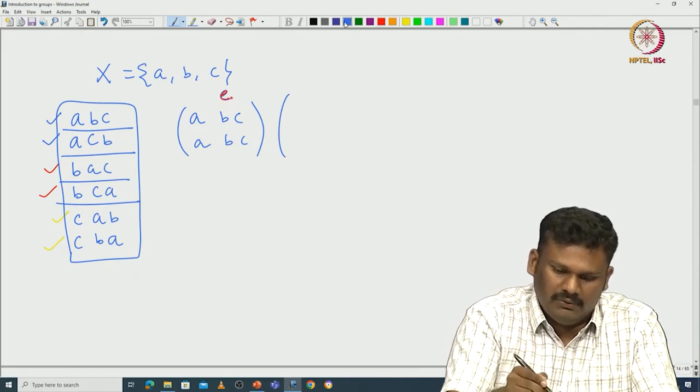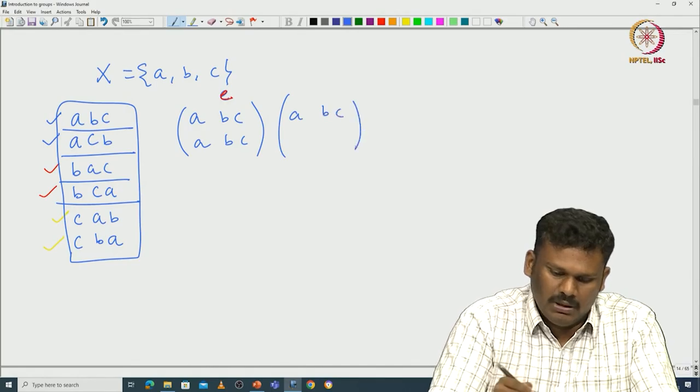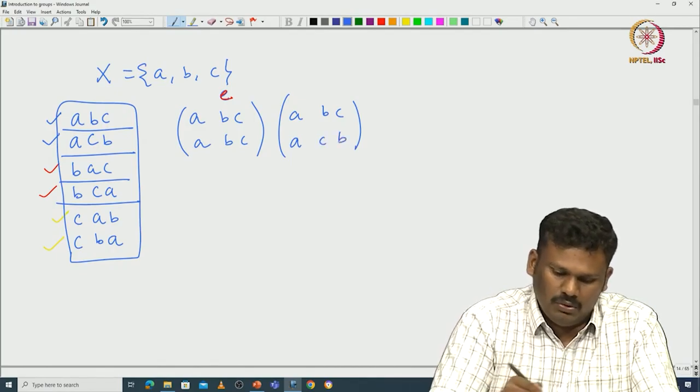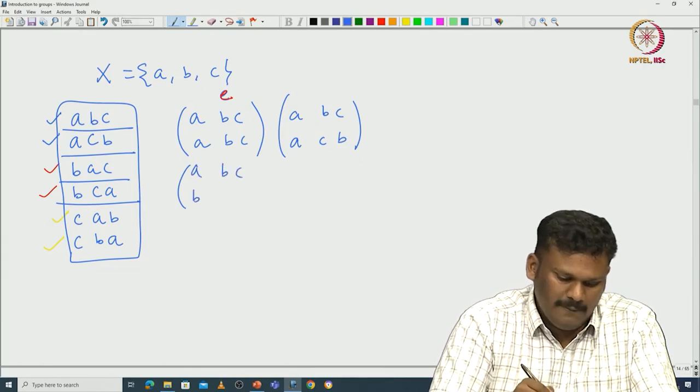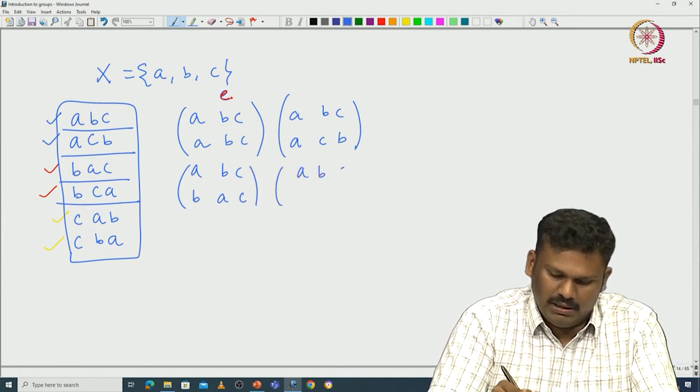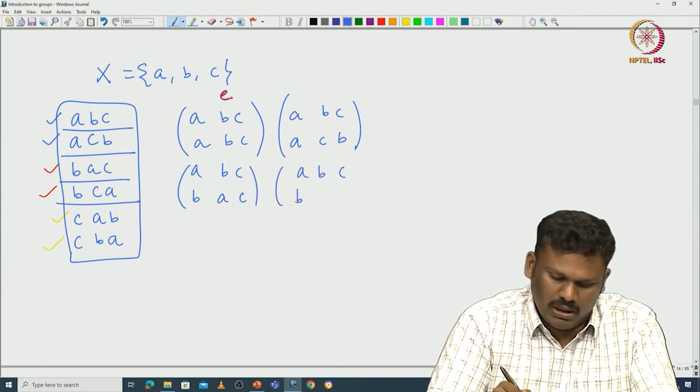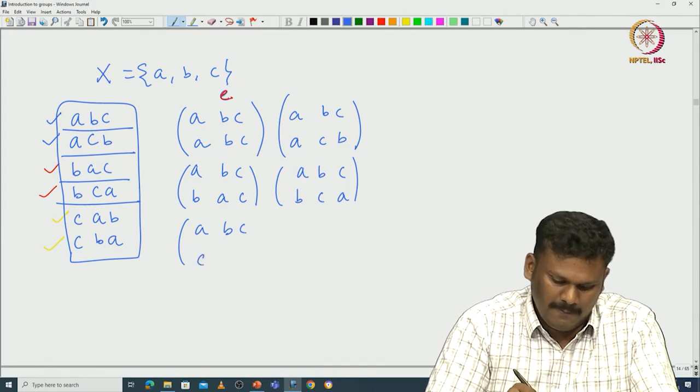Then you have again ABC. Now A goes to A, B and C are switched. Then ABC, A goes to B, and B goes to A, C is fixed. And then again ABC, A goes to B, B goes to C, C goes to A. And thirdly, again ABC, A goes to C, B goes to A, C goes to B. So this is the one.